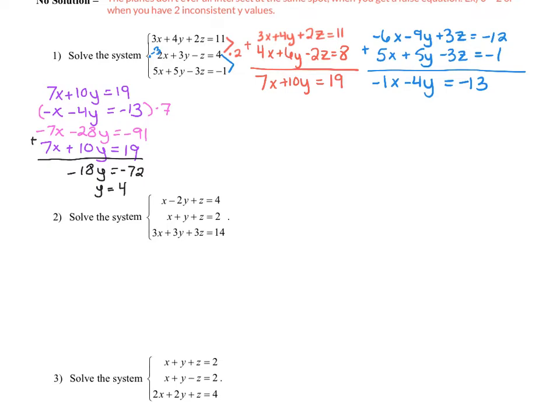Now that I've solved for y, or just one of my variables, I need to go back and use either of my two variable equations to find x. So I'm going to use this first equation here. I'm going to use 7x plus 10y equals 19. And I'm going to substitute that 4 in for y, so that way I can solve for x.